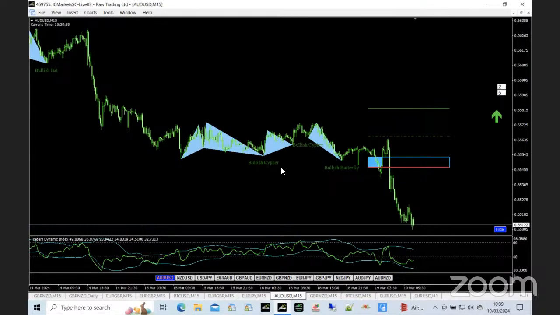Is this clear, how you can use this as a stop and reverse? You can write if you have any questions about it.